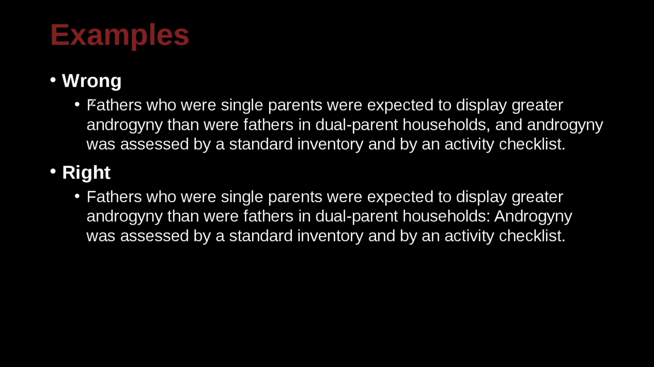Here we have 2 long sentences joined at a conjunction and a comma, but a better way would be to use a colon with a capital letter, just putting these 2 sentences together. Fathers who were single parents were expected to display greater androgyny than were fathers in dual-parent households. Androgyny was assessed by a standard inventory and by an activity checklist. Clearly, these are 2 separate sentences that don't need to be together. So we would be best to just have them separated. But we can bring them together with a colon, a space, and a capital. The idea being these 2 ideas are highly related, so we want them together.